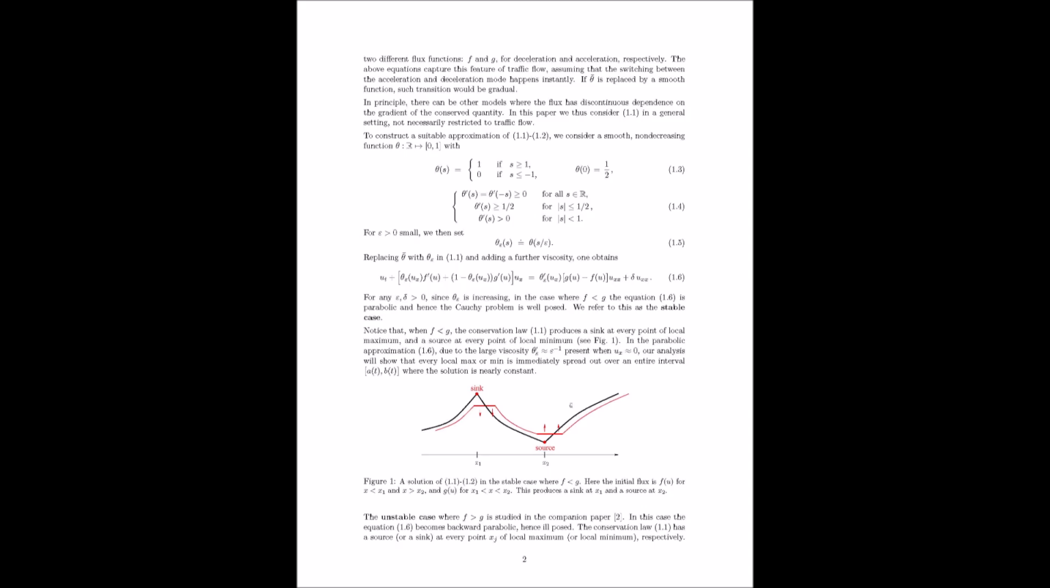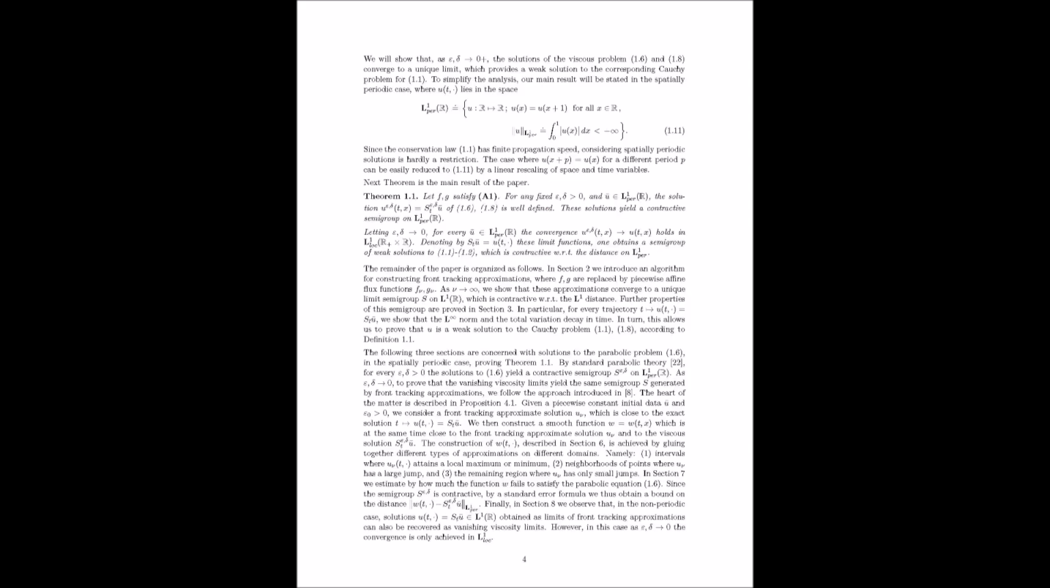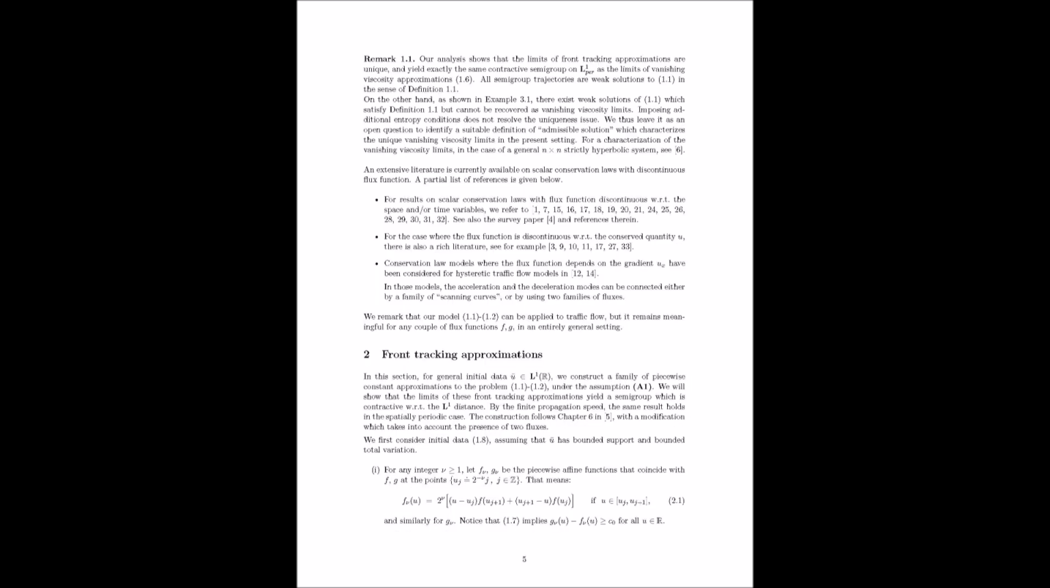Wait, so there could be multiple weak solutions, but wouldn't that mean that some of them might not be the real solution, the one that actually reflects what's happening? That's exactly the point. This example 3.1 constructs a perfectly valid weak solution, but it doesn't match the one that we get from front tracking or vanishing viscosity. So it's like we've been following this path, we think we found the treasure, but it turns out it's a fake, it's a decoy.